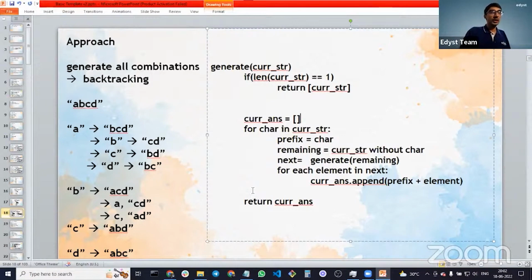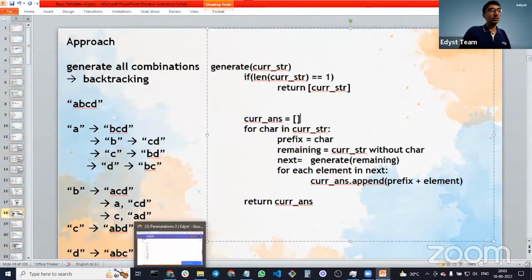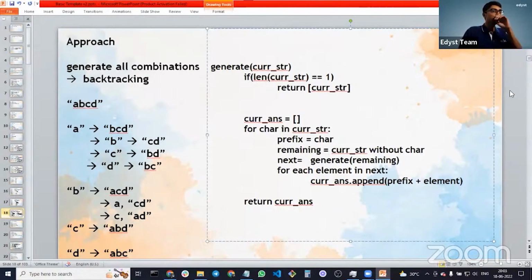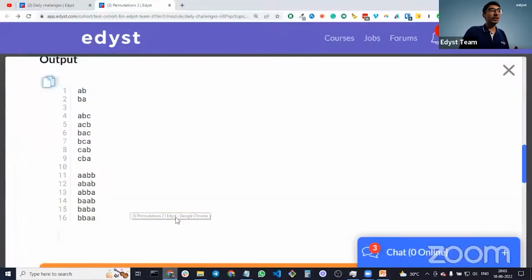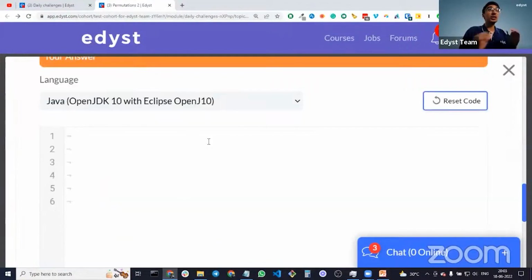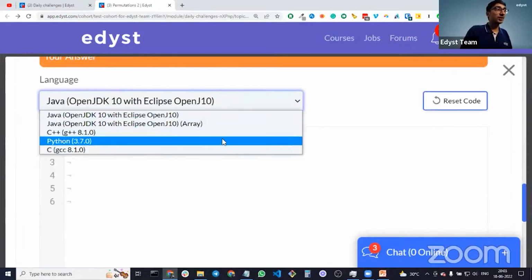Let me quickly code this. I'll again write it in Python, and if you have time, we'll go through that. Please briefly show the for loop again. Yeah, sure, for each element in next, I'll do that while I'm coding. I'll do it in Java also, don't worry.